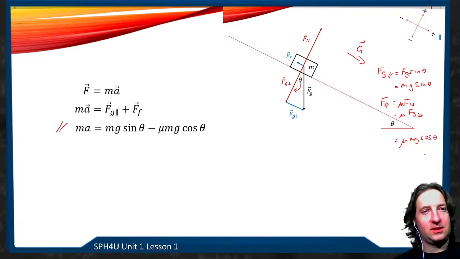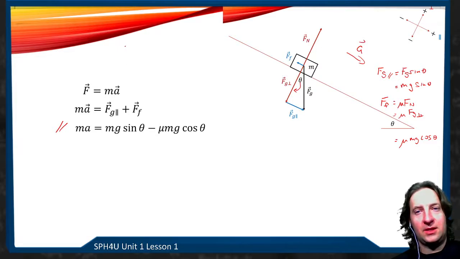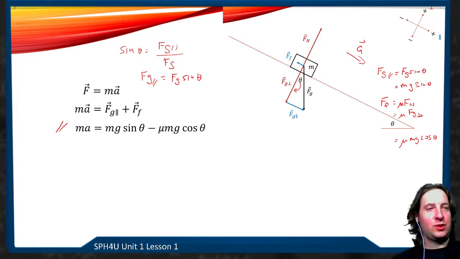If you're stuck on these sines and cosines, maybe I'll just scribble somewhere here. Remember that sine of theta is equal to opposite over hypotenuse. So the opposite side is going to be FG parallel, and then the hypotenuse is just going to be FG. So then I can multiply both sides by FG. Then FG parallel is just going to be force of gravity times sine theta. That's where that comes from. And you can do the same thing for cosine.